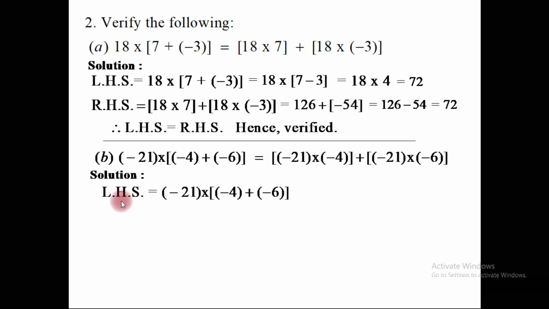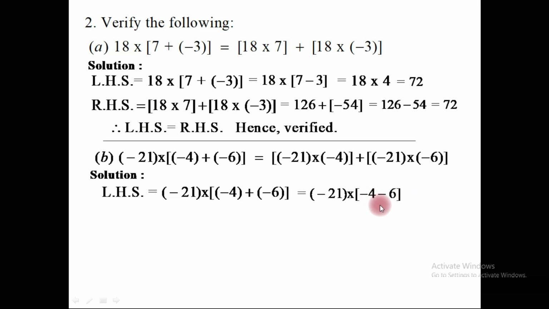First, let us find the value of the left hand side. First, we will find the sum of minus 4 and minus 6 inside this big bracket. Taking the sum of minus 4 and minus 6, these small brackets will be removed. Minus 4 and minus and plus multiply becomes minus. We get minus 6. Here we have two negative integers. If the integers have the same sign, we have to add the integers.